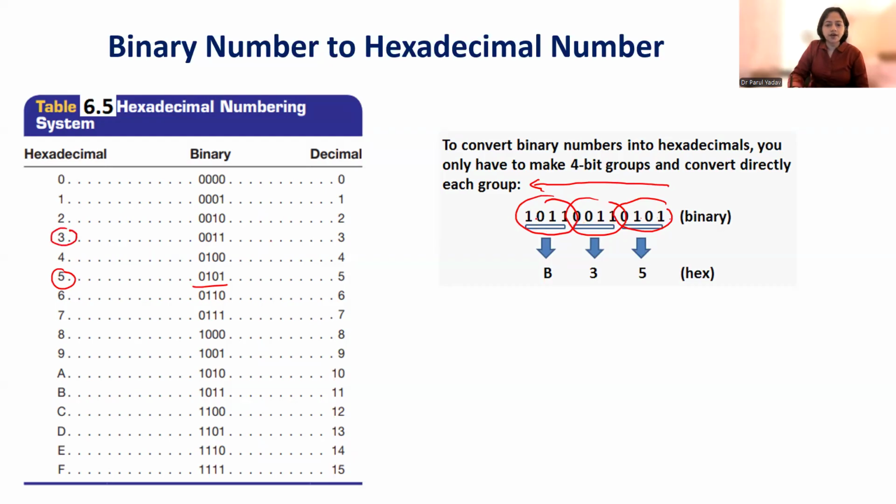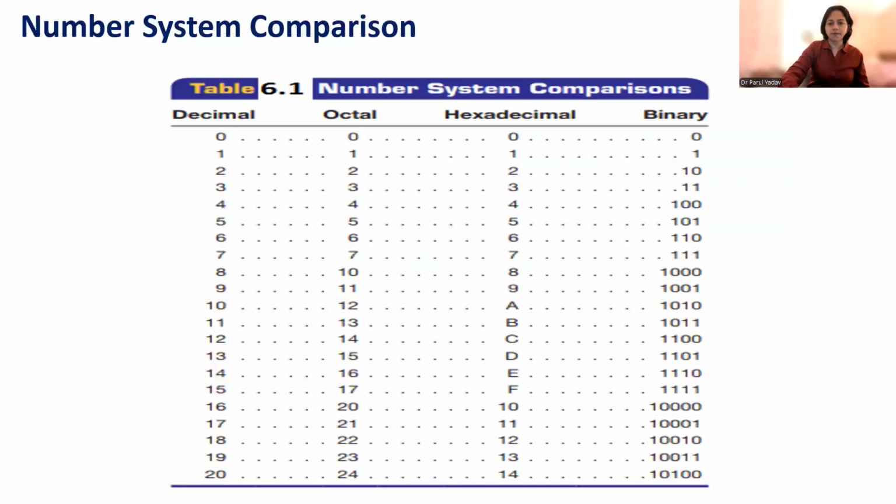And then 1011, and this is B. So the conversion of this binary number to hexadecimal is B35. So this is for binary to hexadecimal.